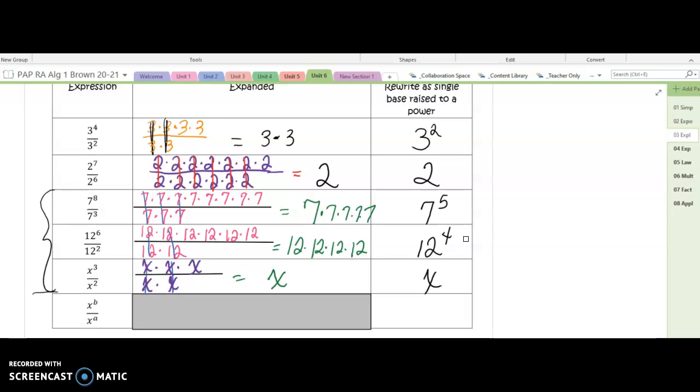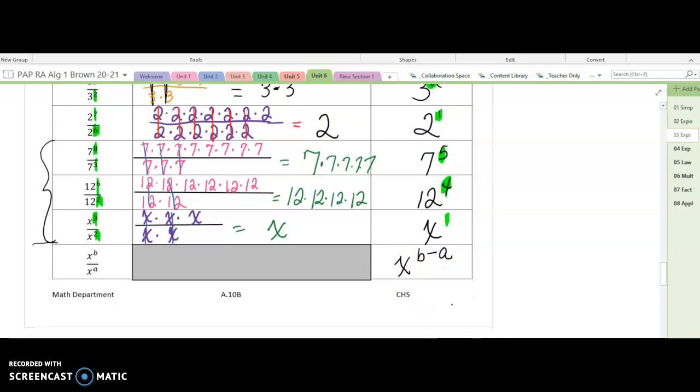So if I was following this pattern, look what happens. I have a 4 on the top, 2 on the bottom. I have a 2 right here. I have a 7 on the top, 6 on the bottom, 7, 6. This would be a 1 if I was doing this really. And then I have an 8 and a 3 and a 5 and a 6 and a 2 and a 4, 3 and a 2. And remember, this is a 1. So if I were following that same pattern, I would do x to the b minus a power.